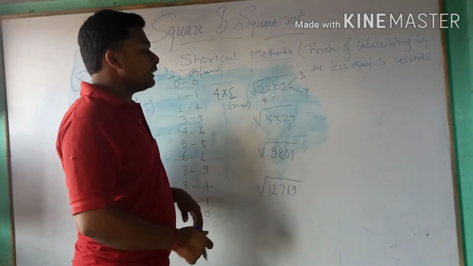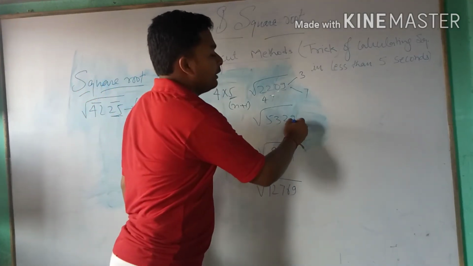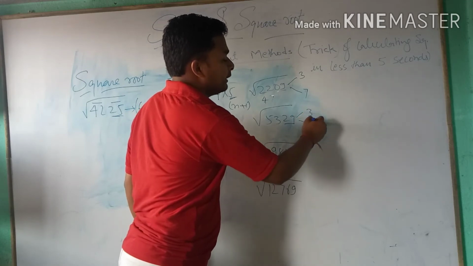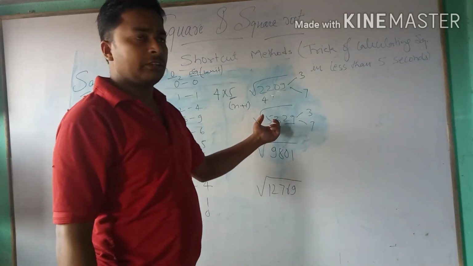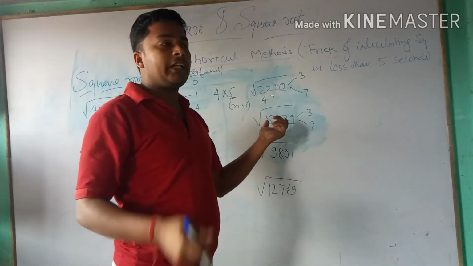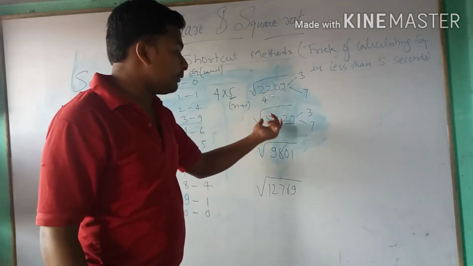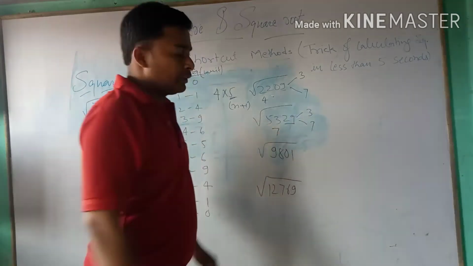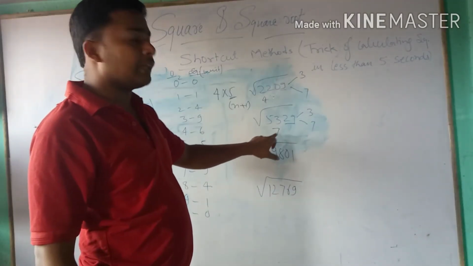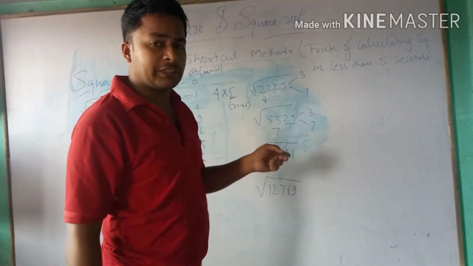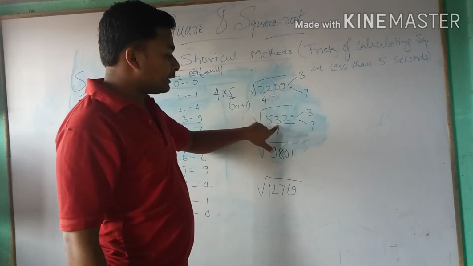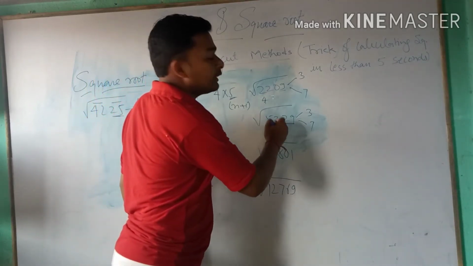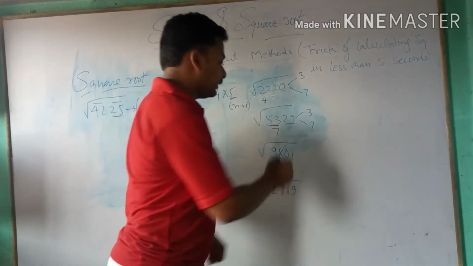Let us understand with the next example. It is again 29, again the case of 3 and 7. 53. You know that 7 square is 49 and 8 square is 64. So the answer is either 73 or 77. To verify that, we will multiply 7 into 8. That is 56. Now your question part: this is 53. 53 is smaller. So the answer is the smaller one.